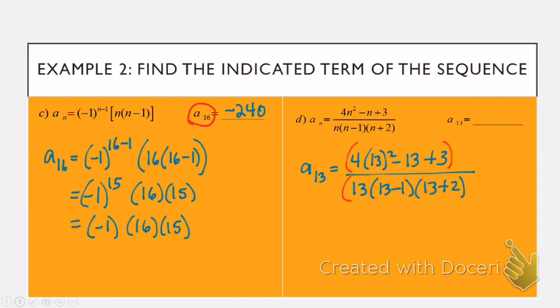Again, I highly encourage you guys to do this all at once onto your calculator. If you did this correctly, then you should get 37 over 130 for the 13th term.